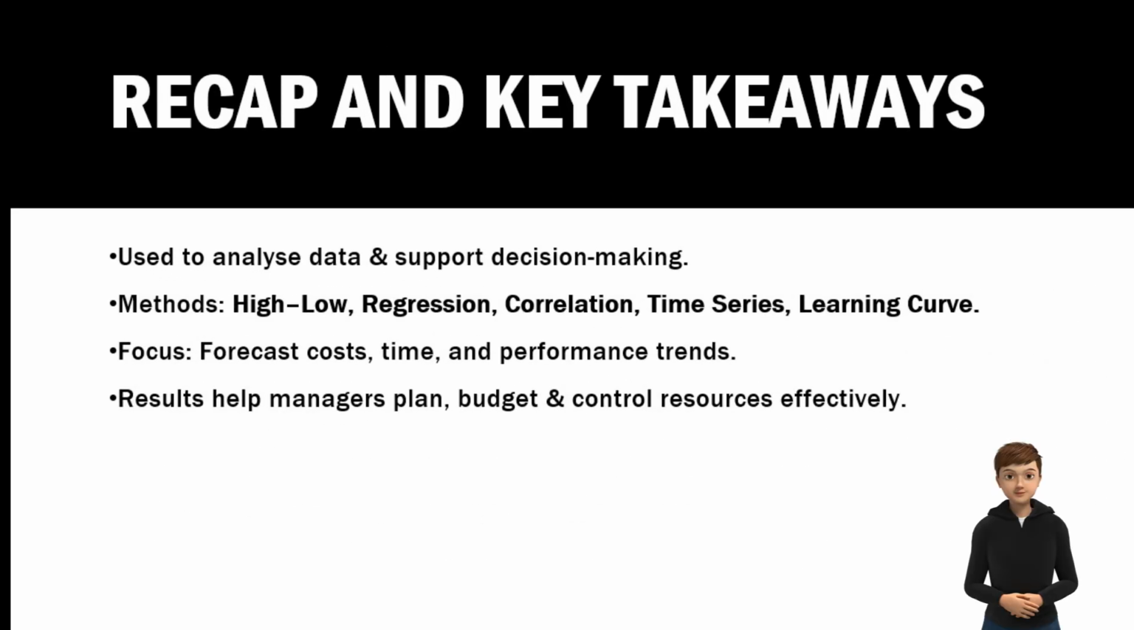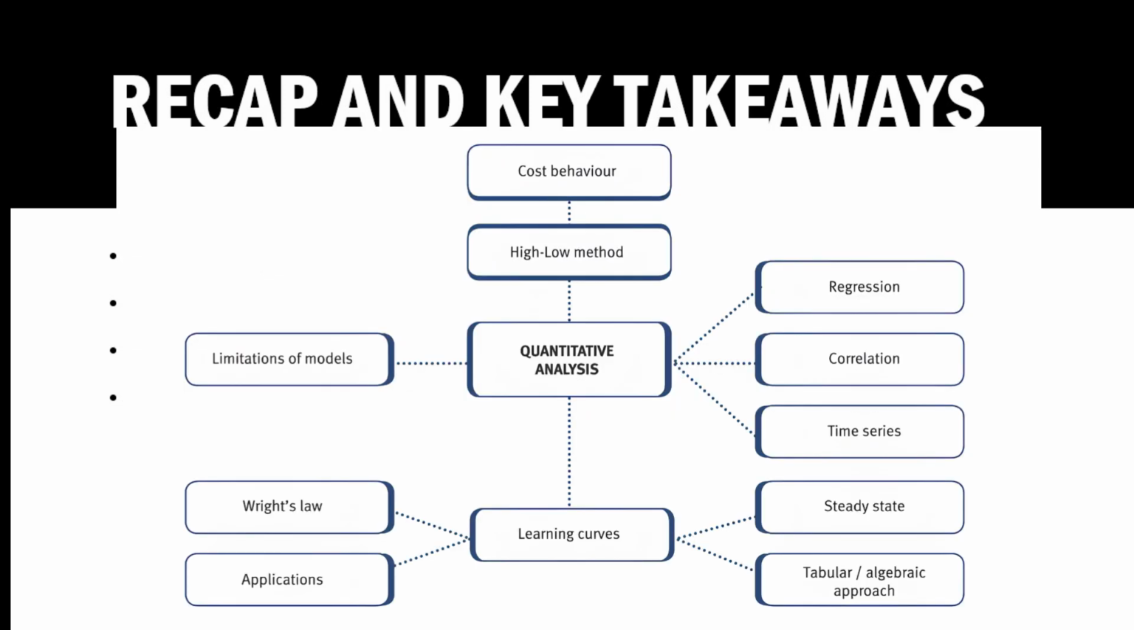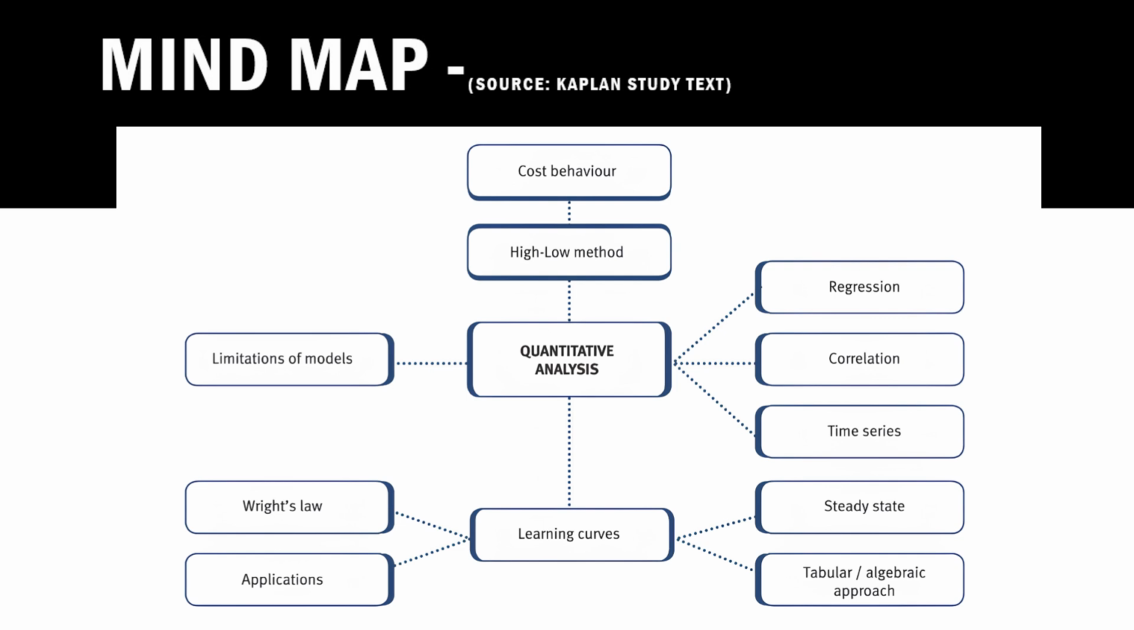Recap and key takeaways. We've seen how high-low splits costs, regression and correlation analyze relationships, learning curves show efficiency gains, and time series predicts patterns. All help forecast costs and performance, guiding better managerial decisions. This chapter pulls all the quantitative techniques together into one view of data-driven management. Mastering them builds a solid foundation for ACCA Performance Management in your career in finance.